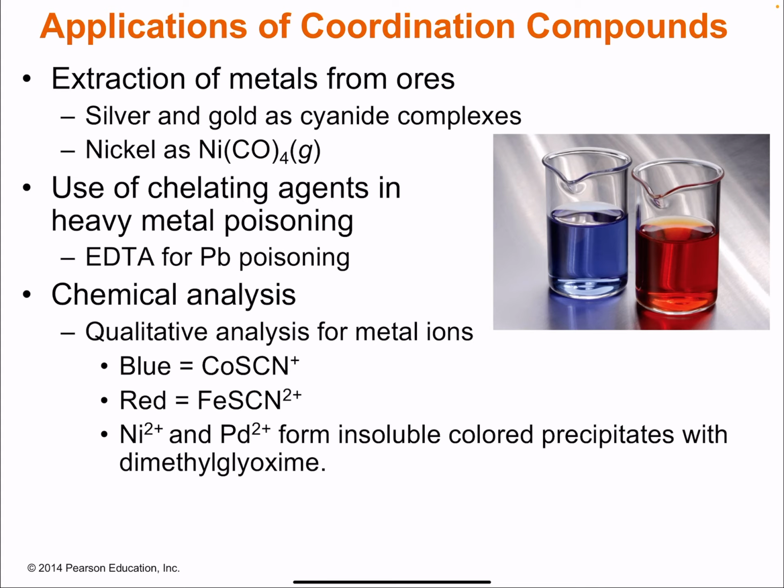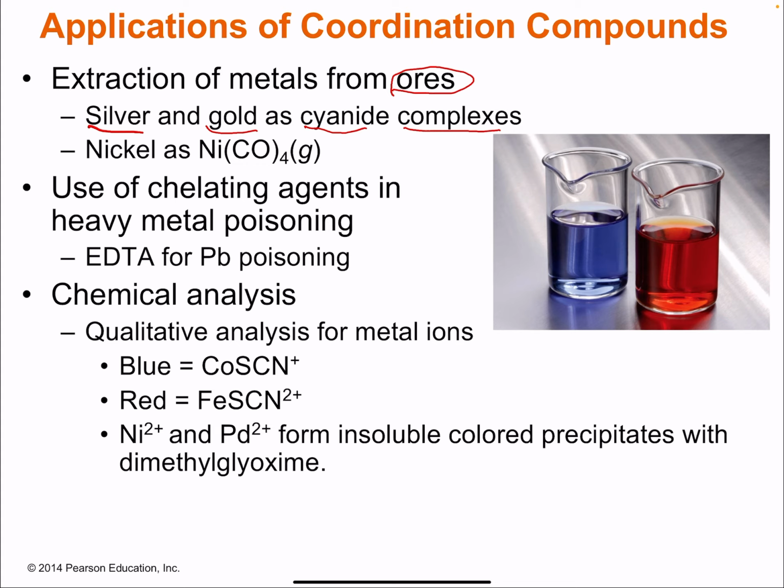This chapter on coordination compound chemistry has a lot of applications, and these applications run anywhere from purification of metals. We extract metals from ores, which are natural rocks that the metals come in the form of compounds in. For example, silver and gold could be separated by creating a cyanide complex of them. Nickel is separated with a carbonyl complex of it. That happens to be a gas, actually.